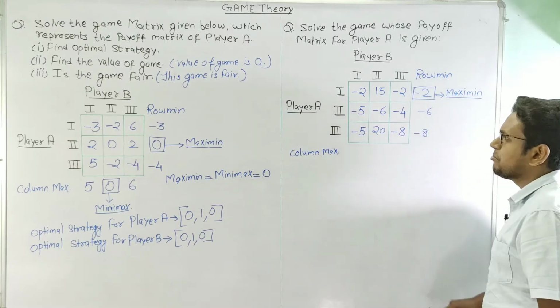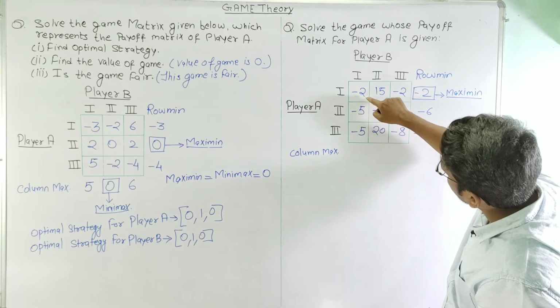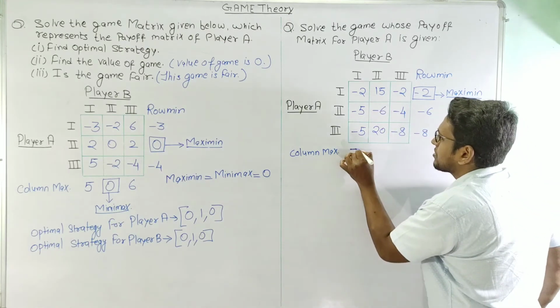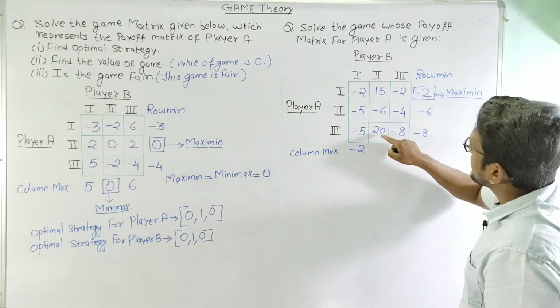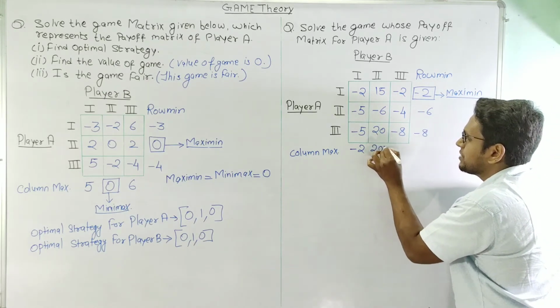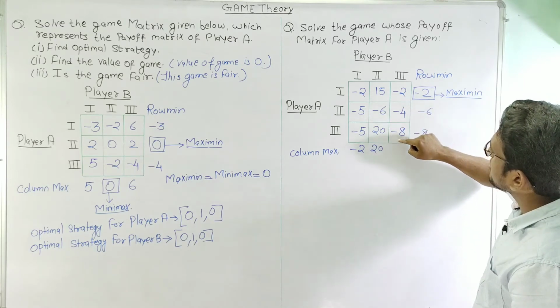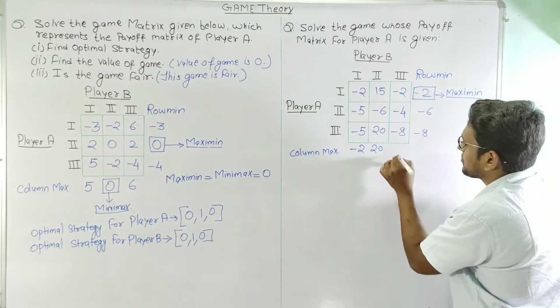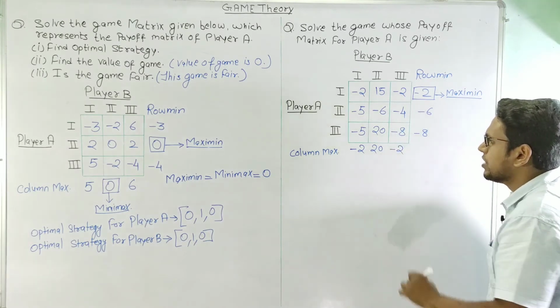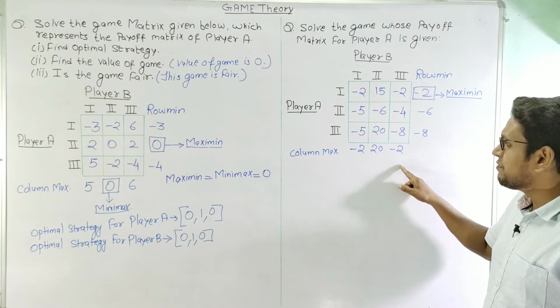And now we will calculate another term which is called column max. In this we will select the maximum value in the column. So in column 1 we can see that the maximum value is -2. So here this is -2. In the second column the maximum value is 20. So this will be 20. And the third column we can see the maximum value is -2. So here again -2. So among these values we will select the minimum value.